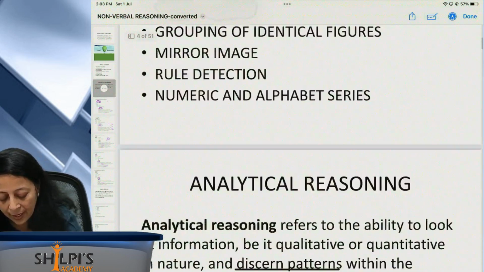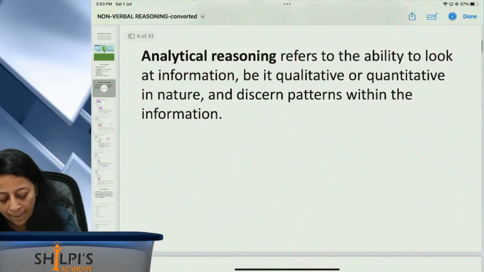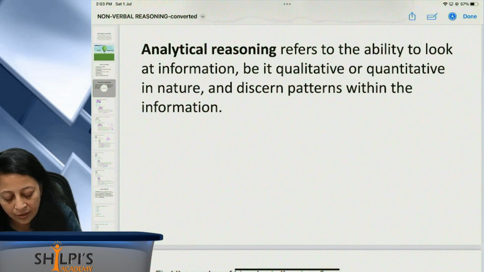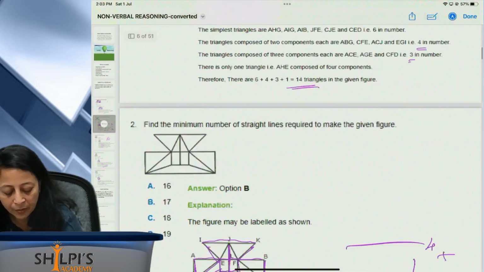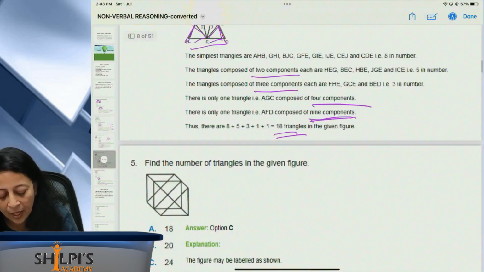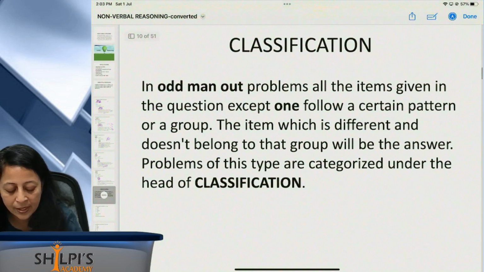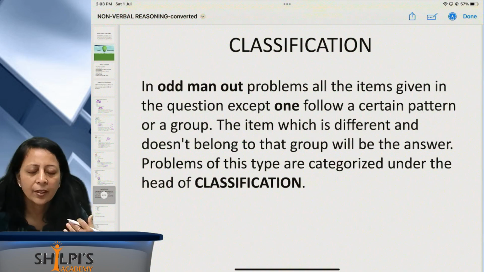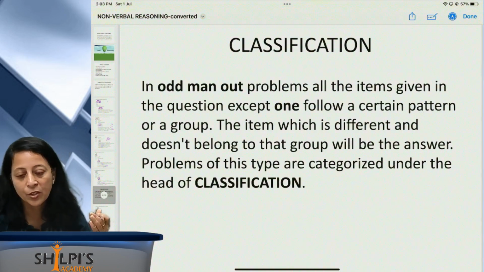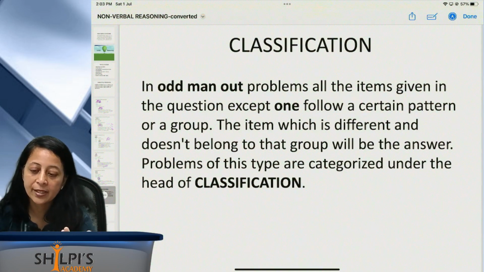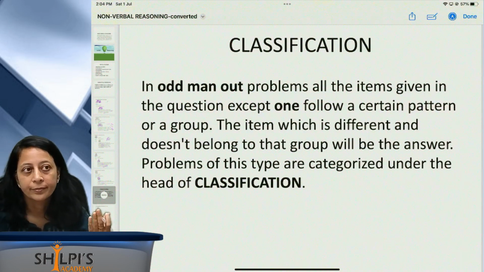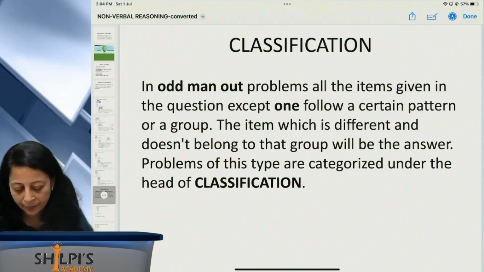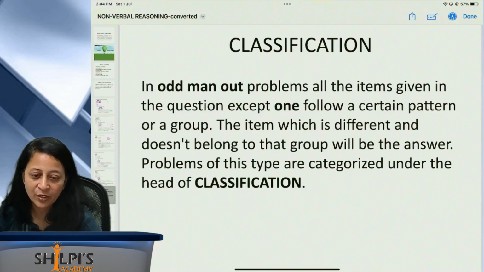As said, these are your analytical reasoning questions, where it refers to the design pattern. Within that information you have to give the answer. As said, most of the questions will be triangle based questions only. 90% of the questions will be on triangles, then come your straight lines, then your squares. The next part is your classification.